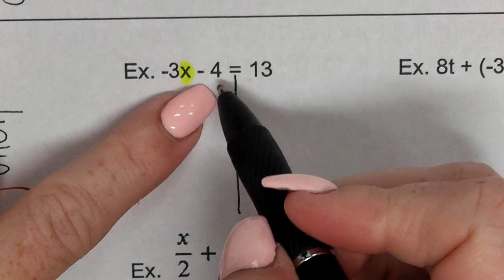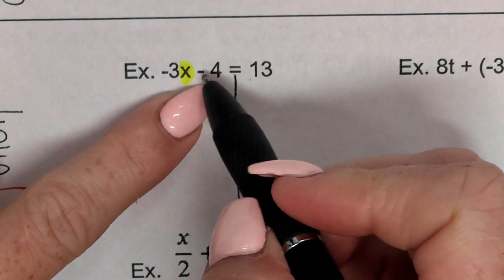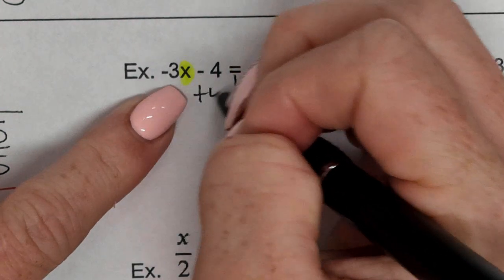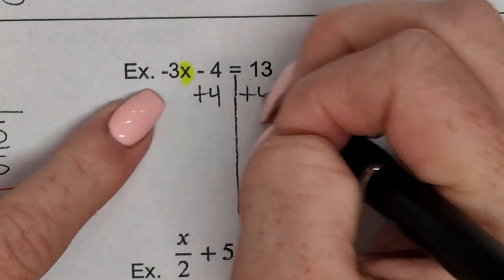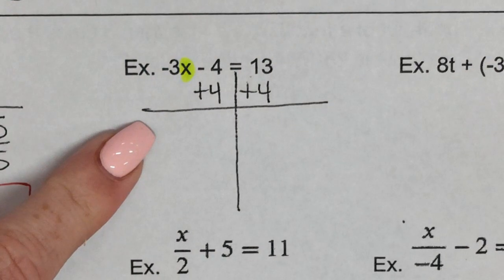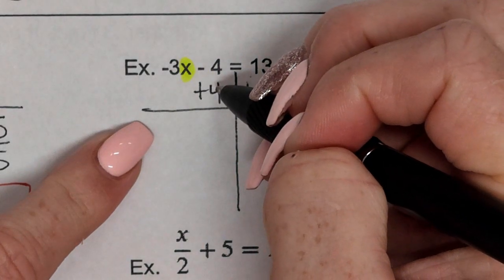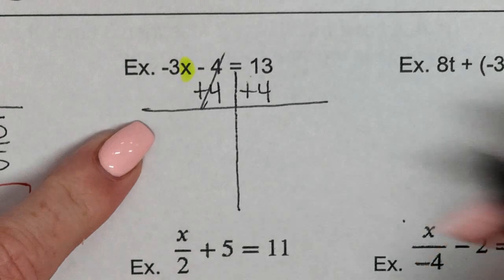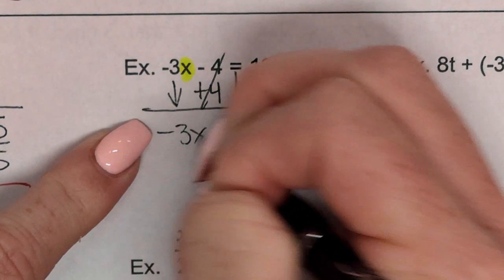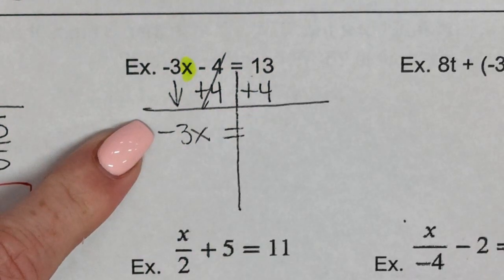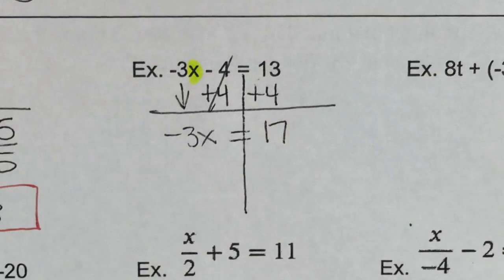Here's the constant. What is the opposite of minus 4? Whatever I do to the left, I have to do to the right. Now I'm going to just simplify what I did. What is minus 4 plus 4? It zeroes out, yes? I'm going to bring my negative 3x down, and 13 plus 4 is 17. Have I isolated my variable? Not yet. My last step is to multiply or divide to get rid of the coefficient.